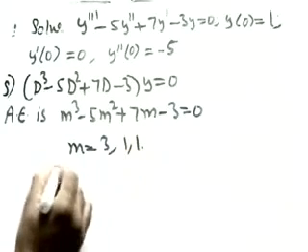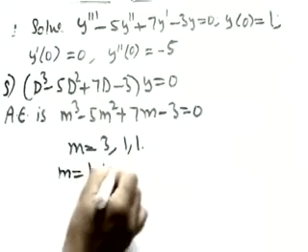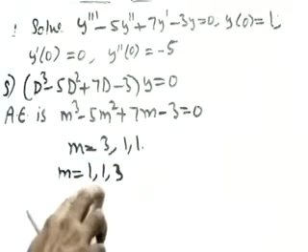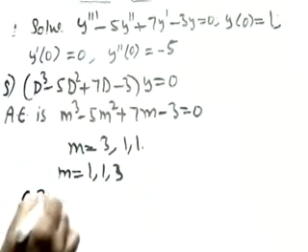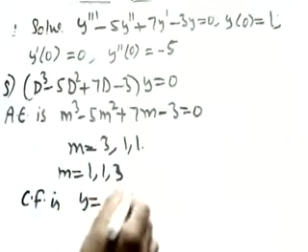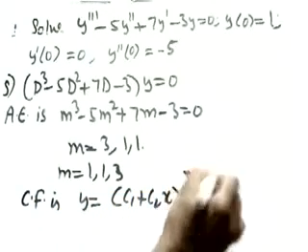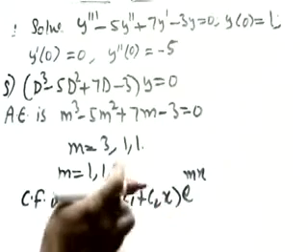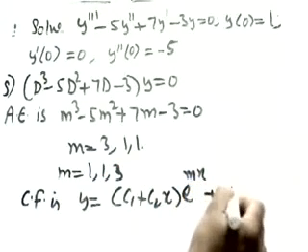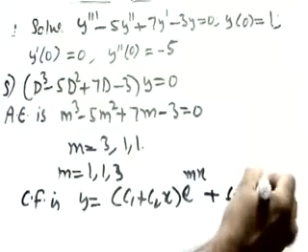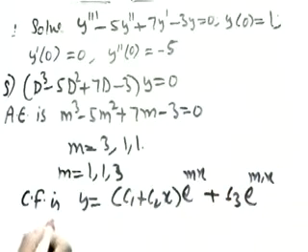Then we must take one more value of m as 1. I am writing this as m equals 1, 1, 3. These two are the same. Therefore the complementary function is y equals (c1 plus c2 x) e power m x for the two equal values. One more value is there, so let me continue with c3 e power m1 x.